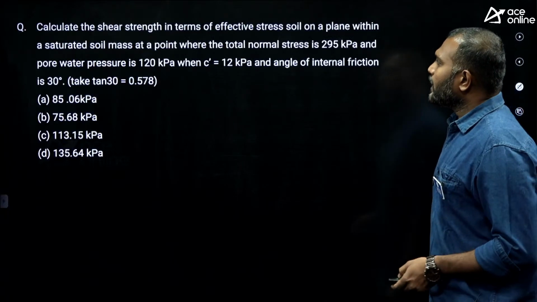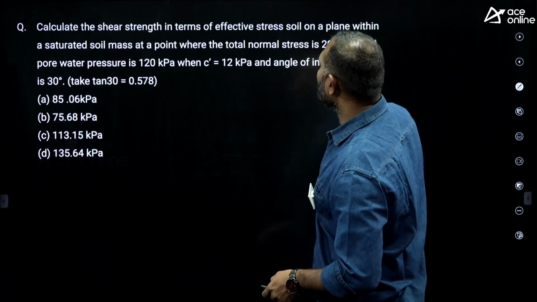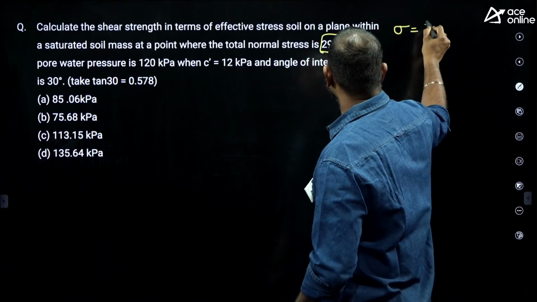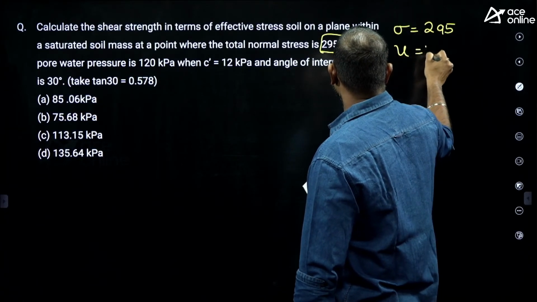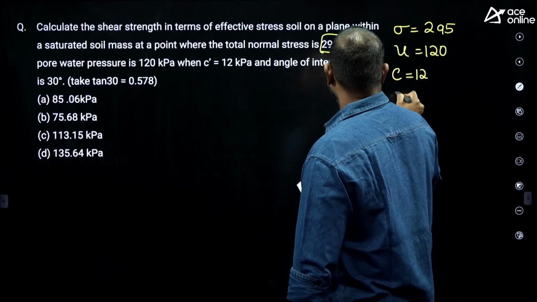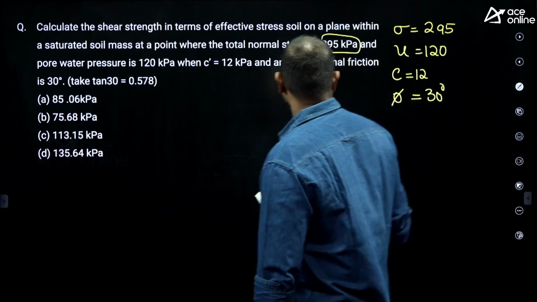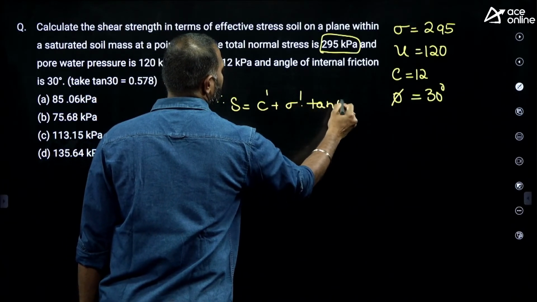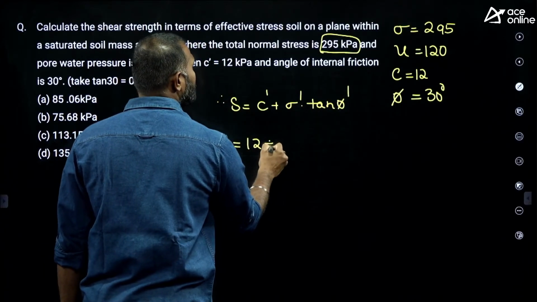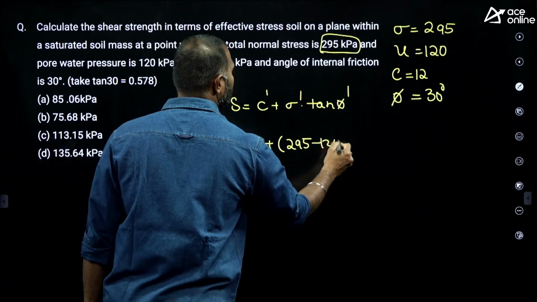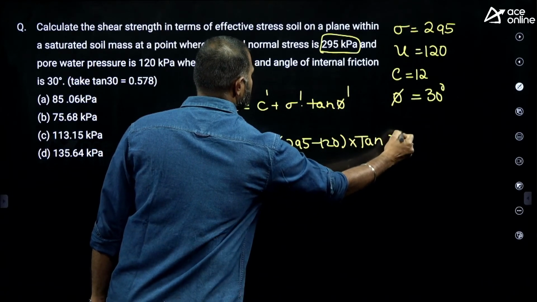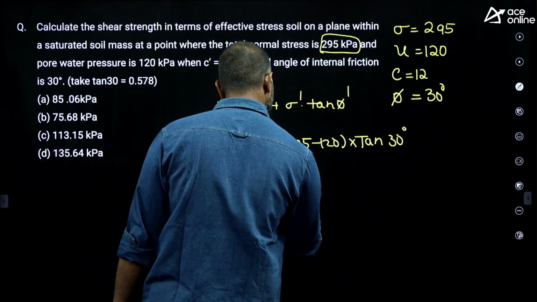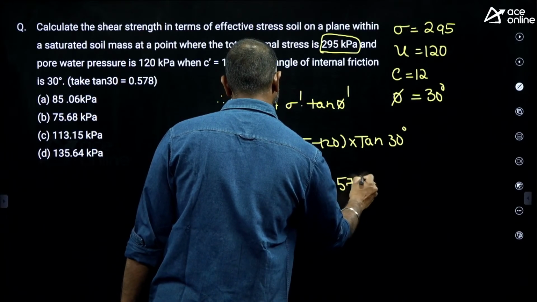Next, calculate the shear strength in terms of effective stresses on a plane within a saturated soil mass at a point where the total normal stress is 295, pore water pressure is 120, C dash value is 12, and the angle of internal friction is 30 degrees. You know, the shear strength S is equal to C dash plus sigma dash into tan phi dash. C value is 12. Sigma dash is 295 minus 120, into tan 30 degrees. So 12 plus 295 minus 120, which is 175, into tan 30, which is 0.578.